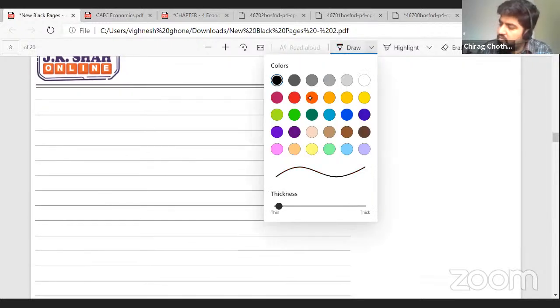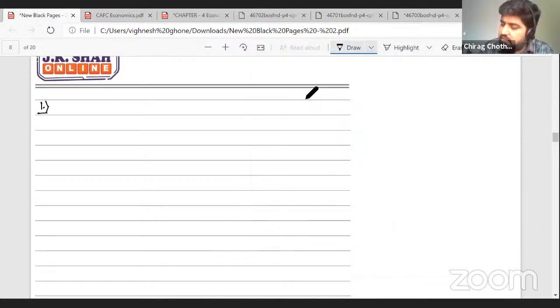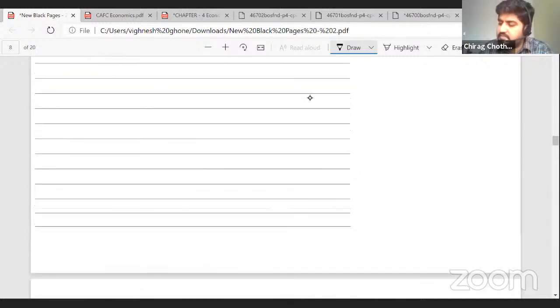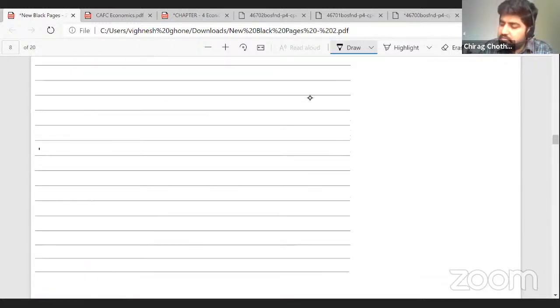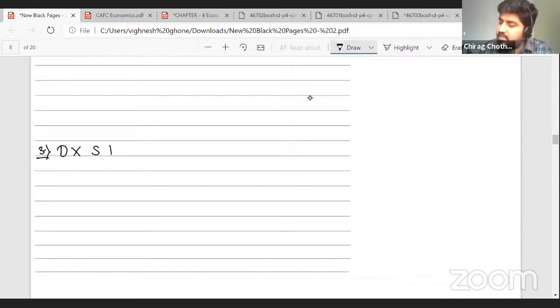Case number 1, demand increases, supply doesn't change. Case number 2, demand decreases, supply doesn't change. Case number 3, demand doesn't change, supply increases. Case number 4, demand doesn't change, supply decreases. How will the questions be placed in this scenario?